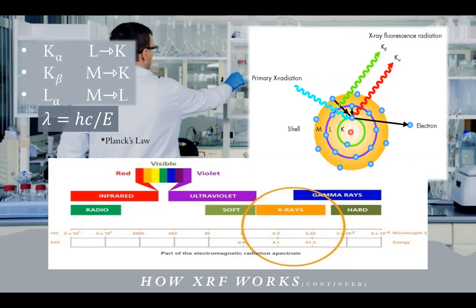We can characterize this understanding by Planck's law, which tells us that the fluorescent radiation is equal to Planck's constant multiplied by the speed of light divided by the energy, which is equal to the difference in the initial and final orbital. The 3 different transitions that can happen are an L to K transition called a K alpha transition, an M to K transition called a K beta transition, and an M to L transition called an L alpha transition, but it is the least common orbital shift.